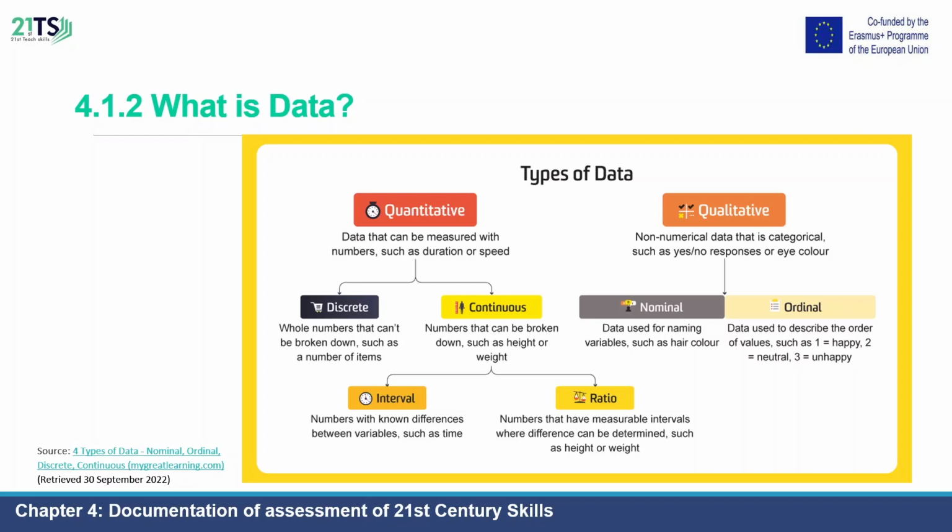Interval data refers to numbers where the differences between variables are known, such as time or a period of time. For ratio data, it refers to numbers with measurable intervals where the difference can be determined, such as height or weight.